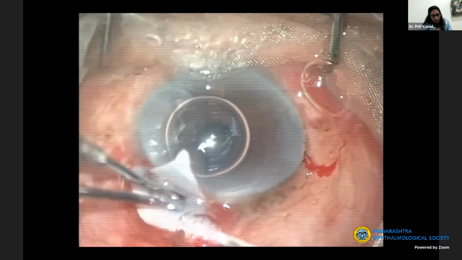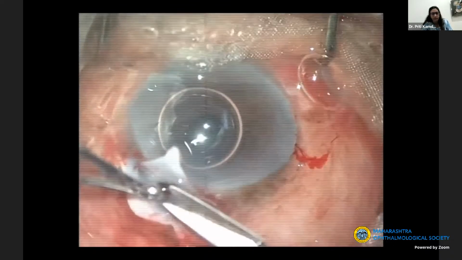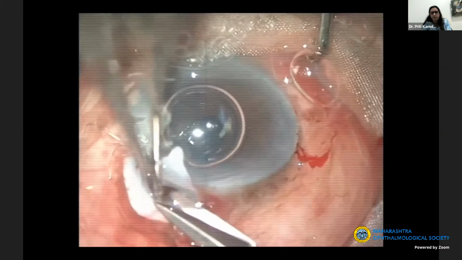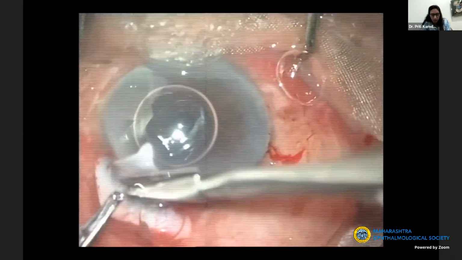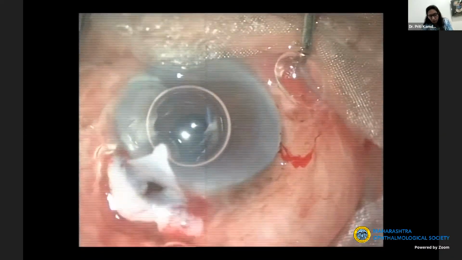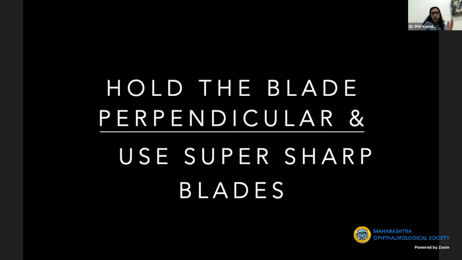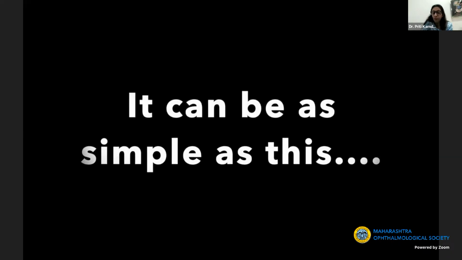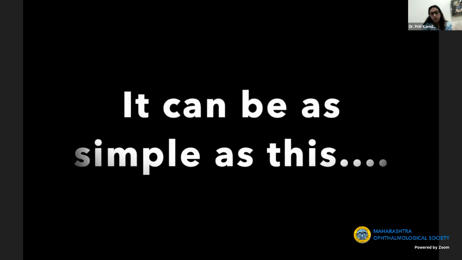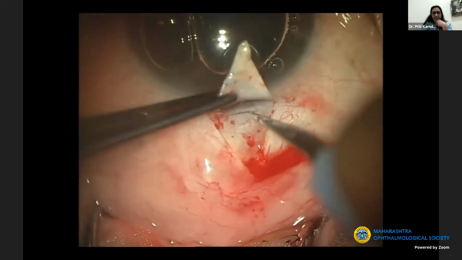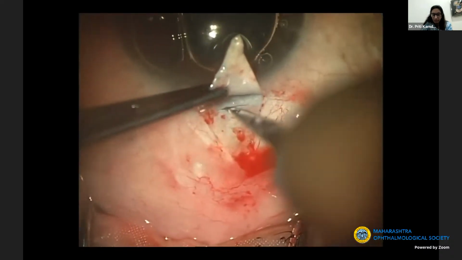Now, one thing I wanted to highlight, now you're going to watch me suffer. But even with this suffering, you will realize that the anterior chamber does not collapse. So this is what I wanted to highlight, that after making a flap, put an air bubble, put viscoelastic, sort of create a buffer, hold the blade perpendicular and use a super sharp blade. If you use the correct instruments, it is as simple as this, that the blade is perpendicular.